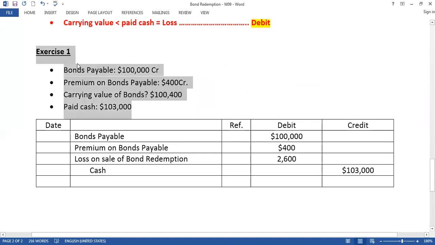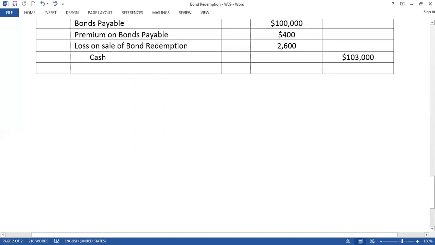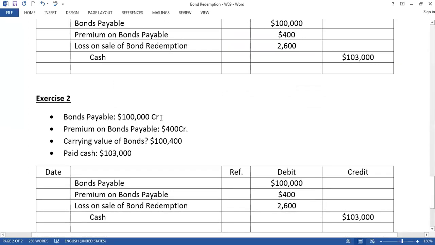Okay, so look at exercise 2. Bonds payable, again, I can change the number here, $250,000. Discount on bonds payable, $2,000. Cash paid $245,000.